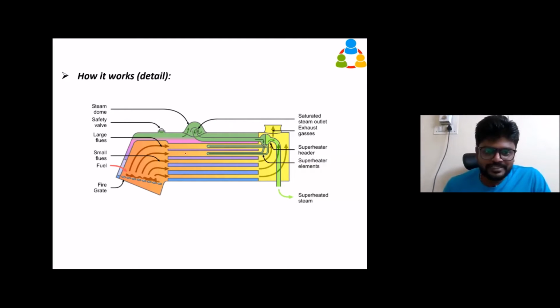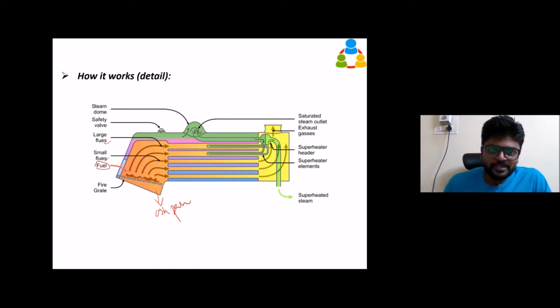So this you have to understand. As I said, this is the grate, the fire grate, and this is the ash pan, and the coal is there. This is called fuel. Here they are calling small flues and large flues. The safety valve is kept here, not in the steam dome, but in the actual engine, inside the steam dome, there will be a safety valve. So this is the steam dome.